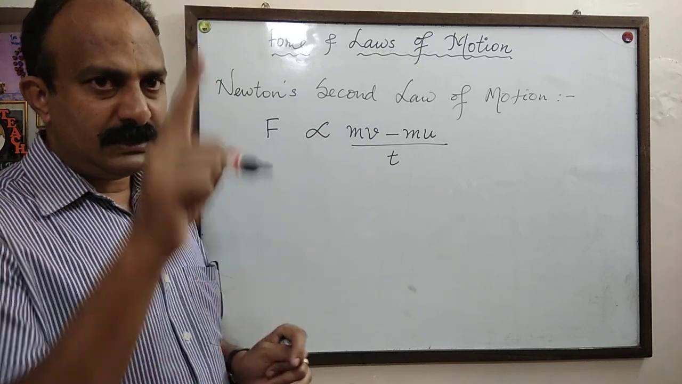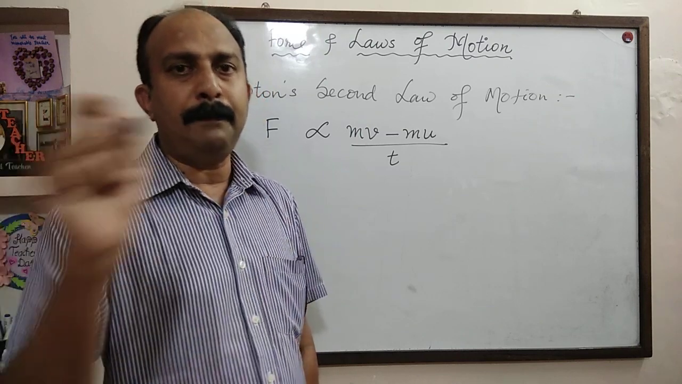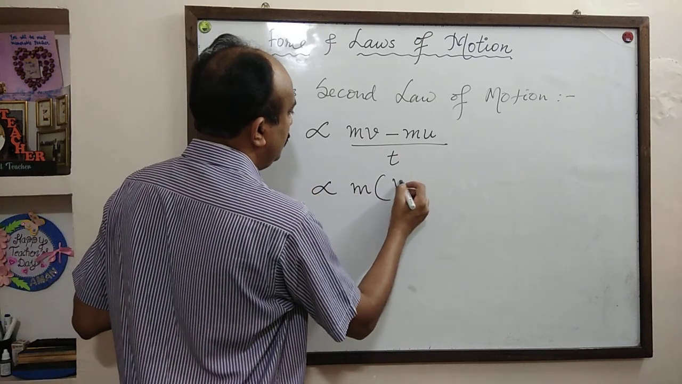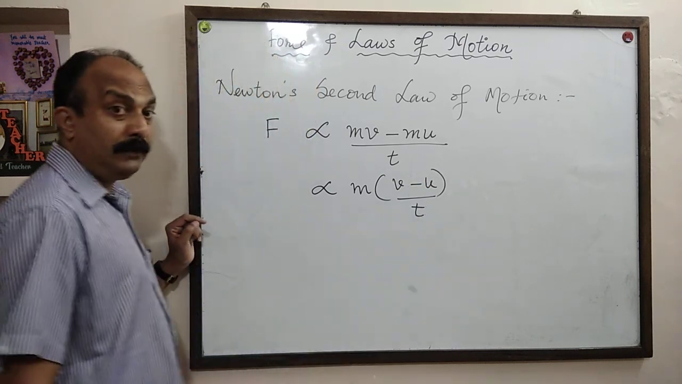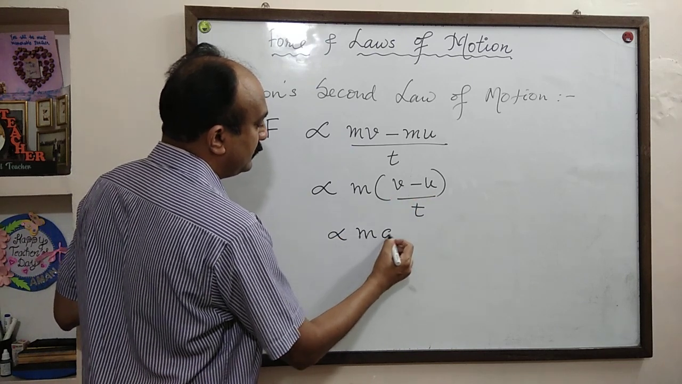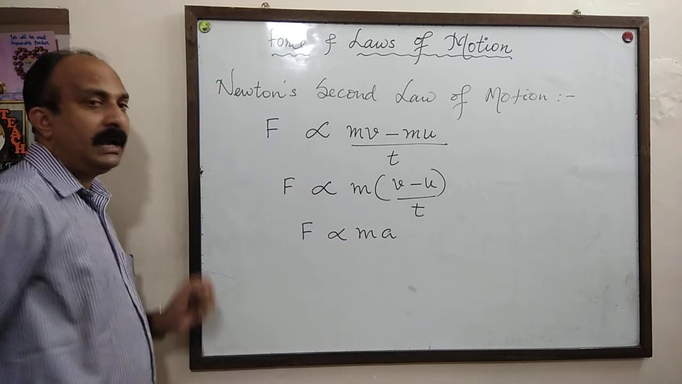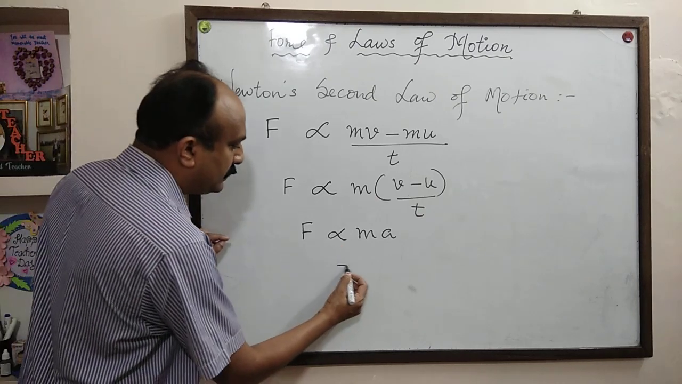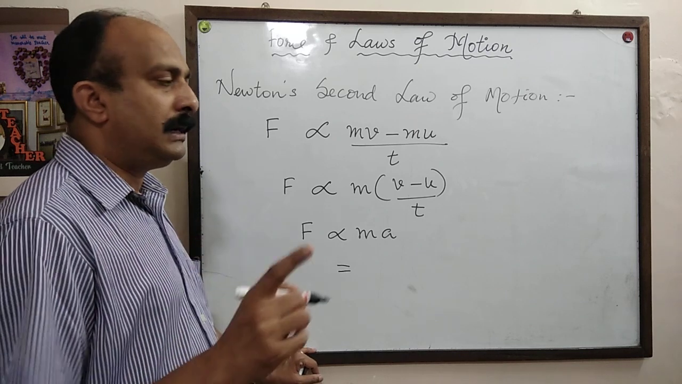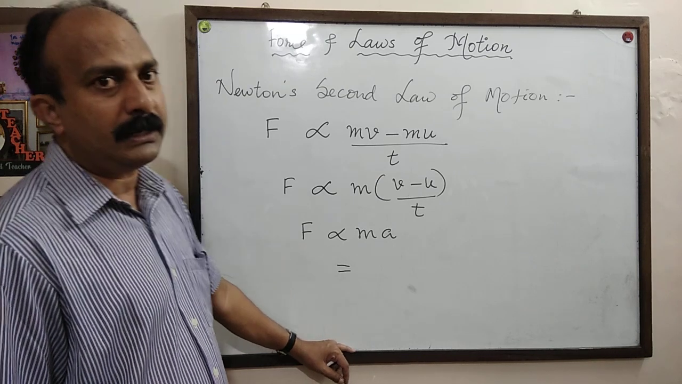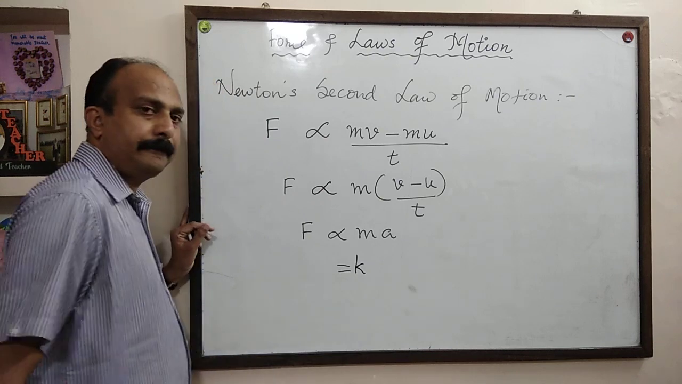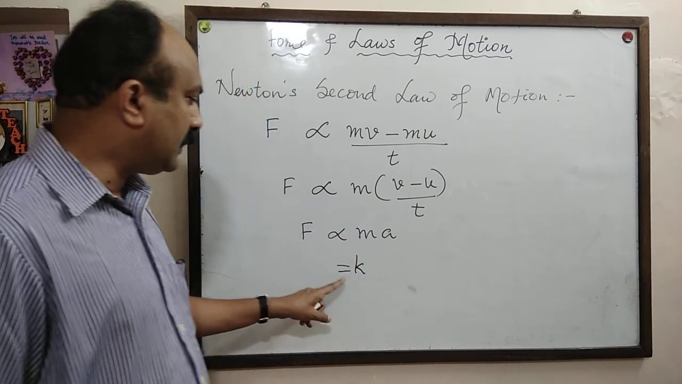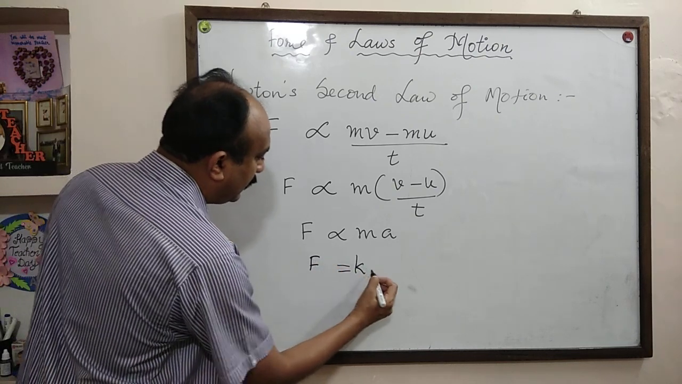First you write in statement. Force is proportional to final momentum minus initial momentum upon time taken. Now give the mathematical notation. Now I am taking m common. So it is m into (v minus u) upon t. We know that v minus u upon t is called acceleration. So we got F is proportional to ma. And we know that whenever there is a proportionality sign, we will change it into an equal to sign. How? With the introduction of a constant, which is known as the constant of proportionality. Here the constant of proportionality is small letter k. Whenever the proportionality sign is converted into an equal to sign, there will always be a constant. And here the constant is k. So we can write F is equal to k into ma.